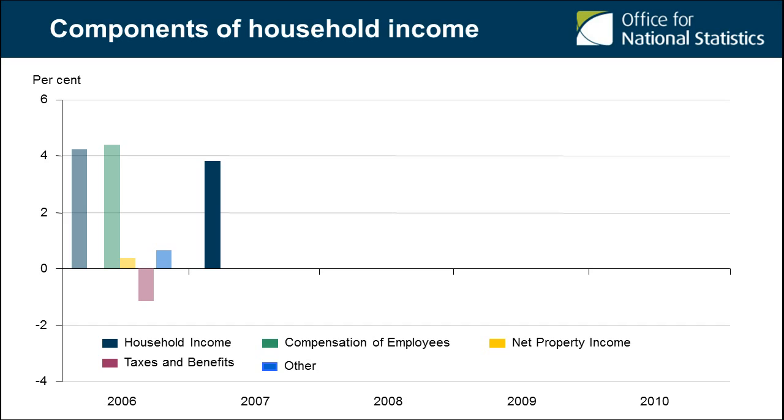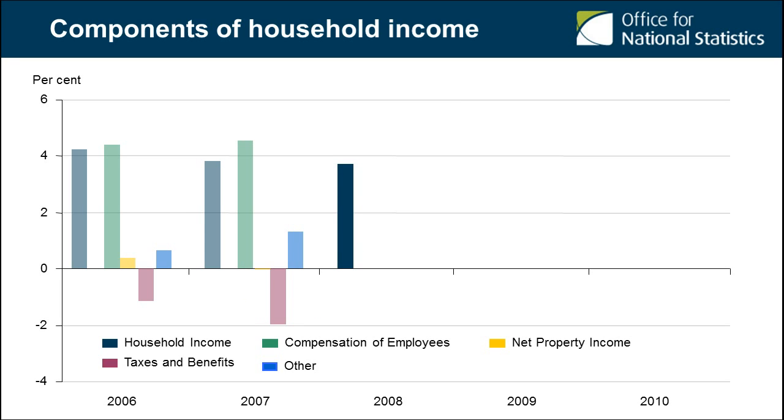If we fade out the bars for 2006 and now look at each year in turn, in 2007 household income grew by 3.8%, less than in 2006. Here are the components, and we can see, similar to 2006, that compensation of employees was the main contributor to the growth, with taxes and benefits and net property income pulling the growth down.